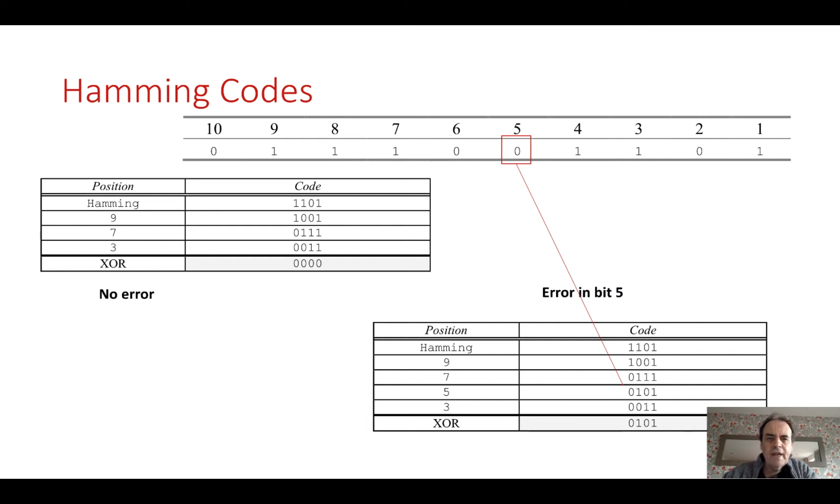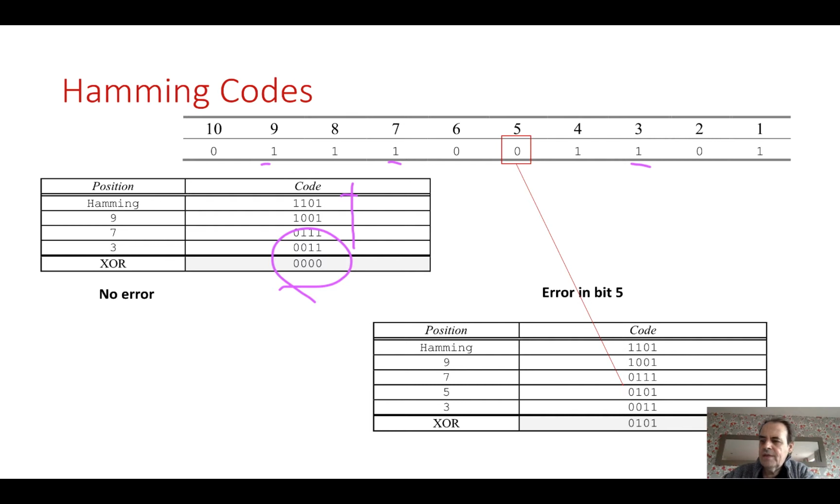Okay, so at the other end, we take our Hamming bits out. Okay, there's the code for the Hamming, and then we take the bit positions 9, 7 and 3. Okay, and then we exclusive OR them all together, and we end up with a value of 0. A value of 0 means that we have no error.